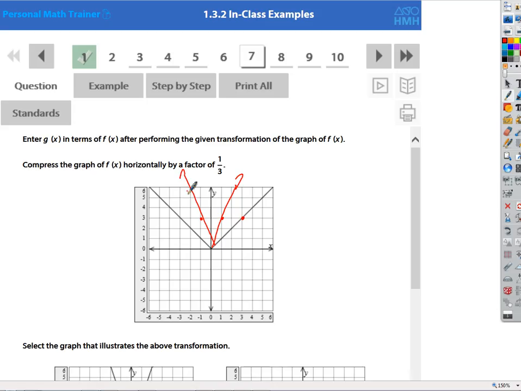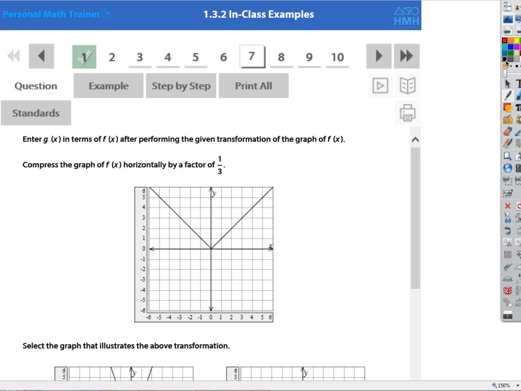Which of the parameters is affected by that? No, it's going to be B, right? Because it's a horizontal stretch, or in this case, compression, right? K represents a vertical slide, H represents a horizontal slide. This is none of that stuff. This is actually kind of distorting the whole thing, right?